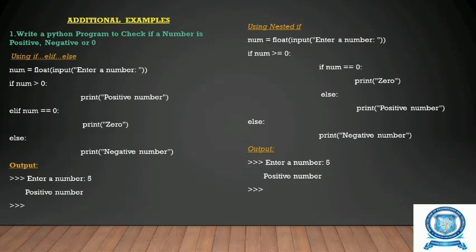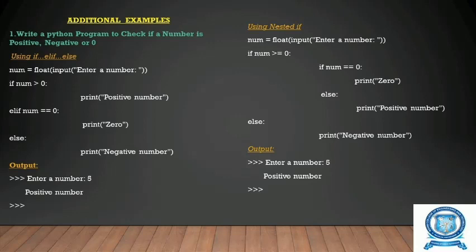First this statement, that is num is equal to float of input of enter a number. This is the input statement; we are getting the input from the user, and then we are storing that input in the num variable. Then we are checking whether this num variable is greater than 0. If it is greater than 0, we know that it is a positive number, so we are going to print positive number.